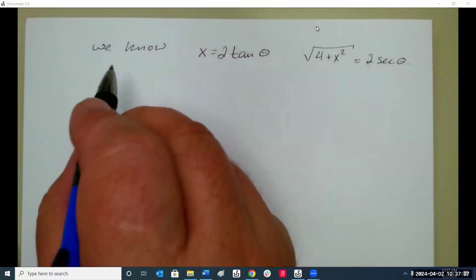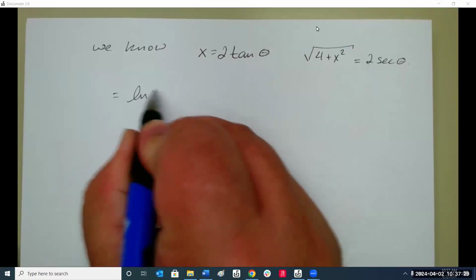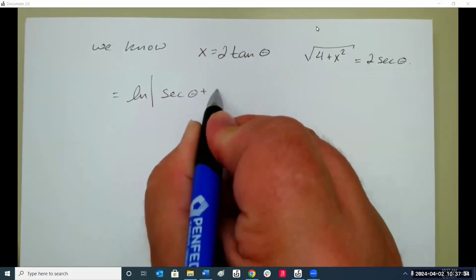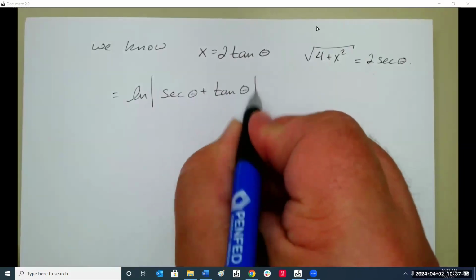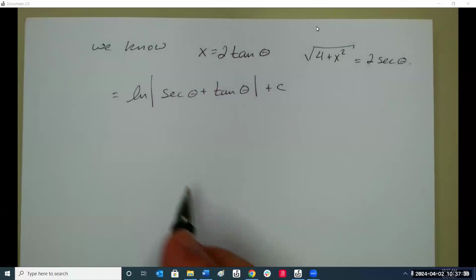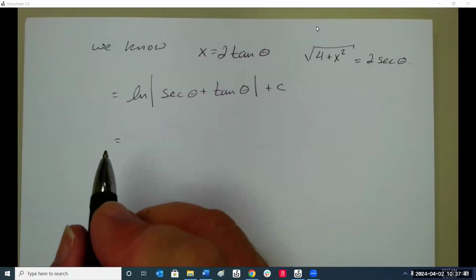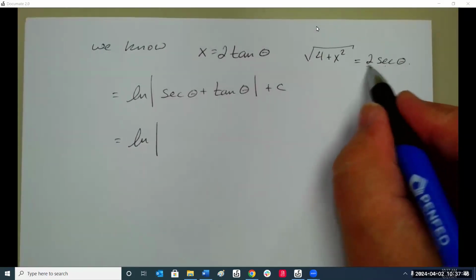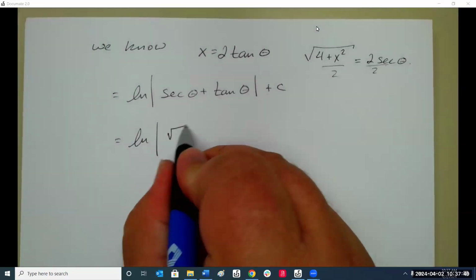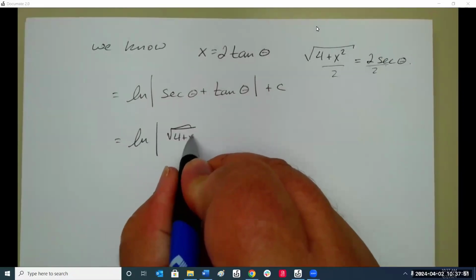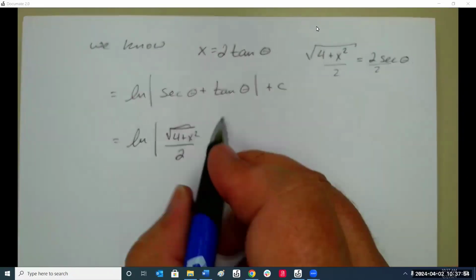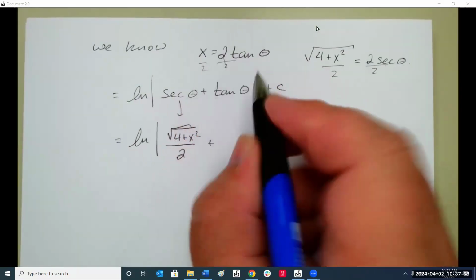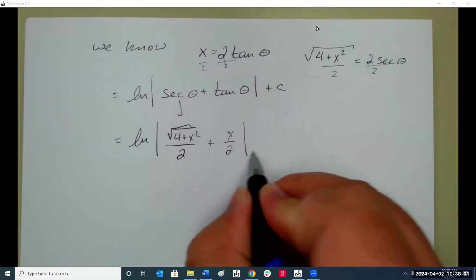All right, so I have to change ln of secant theta plus tangent theta plus c back into our normal terms. So secant is the square root of 4 plus x squared over 2. That's secant. And tangent is x over 2.